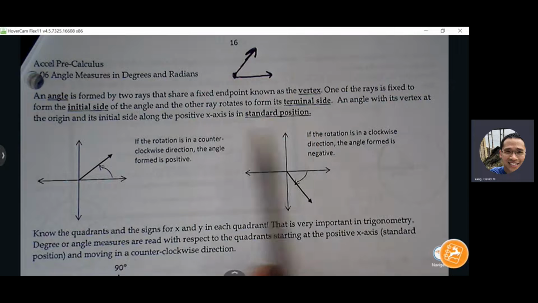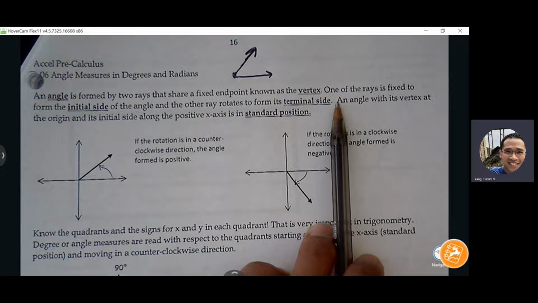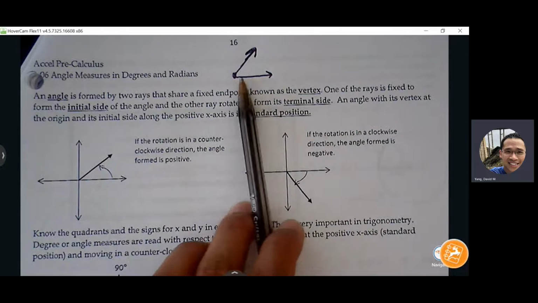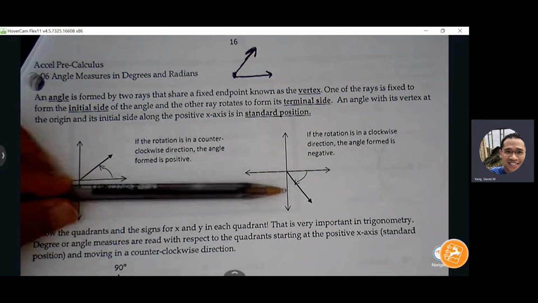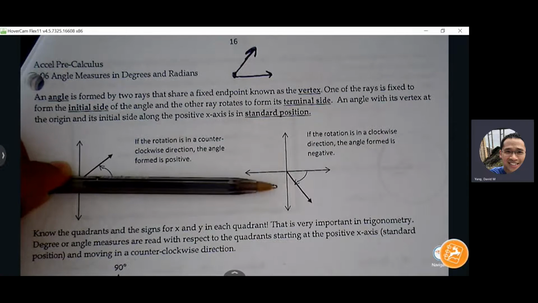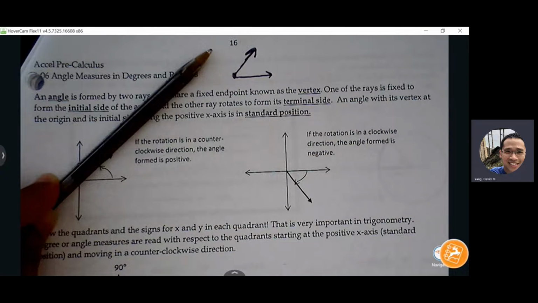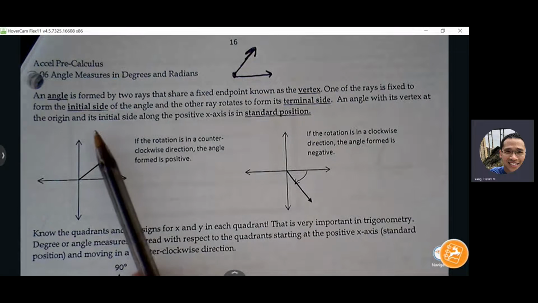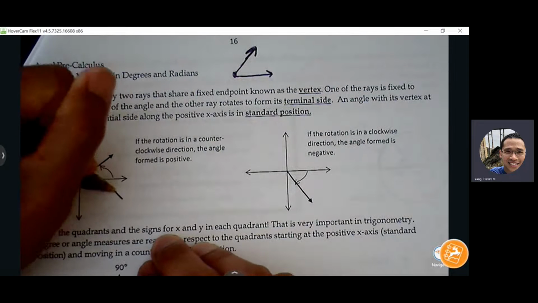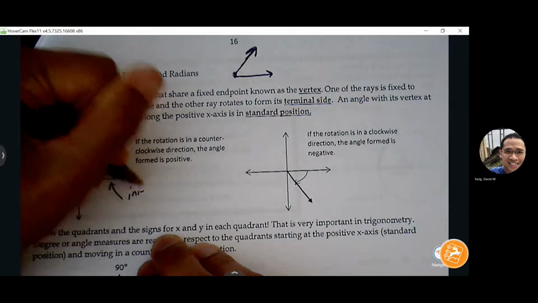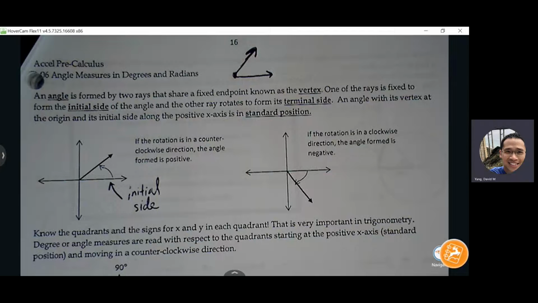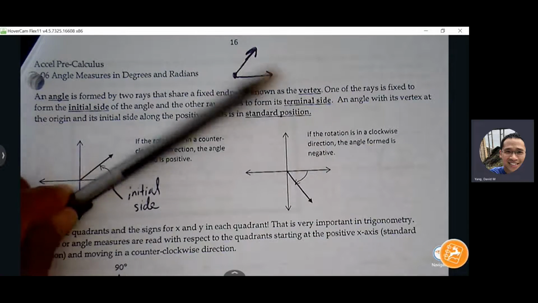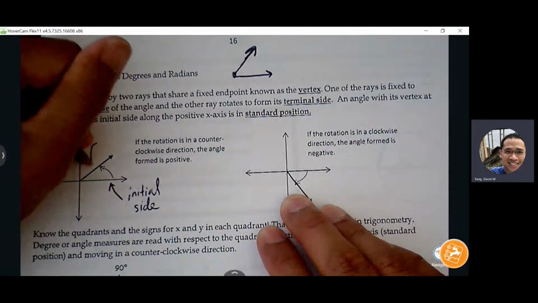One of the rays is fixed, called the initial side. Typically, we like to read an angle starting at the zero angle, the positive x-axis side, and then we usually measure angles counterclockwise. The initial side is the starting side, and the terminal side is the ending side. So an angle is formed starting here and ending here. We call this the terminal side.